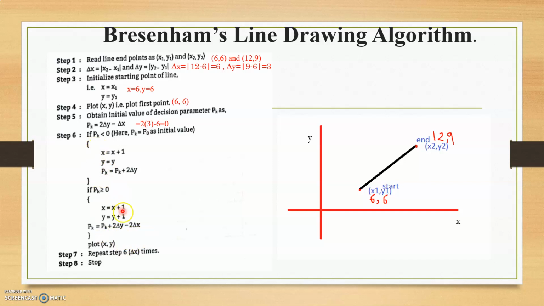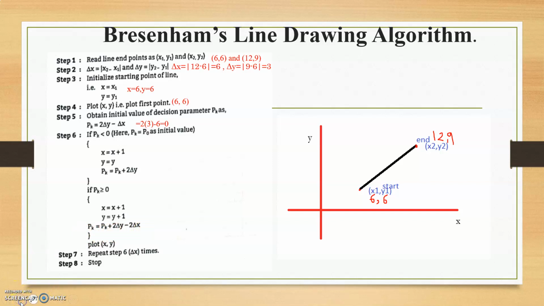And after we get the coordinate x, y, we have to plot it on this line. We have to repeat this step delta x times. Means for this example, our value of delta x is 6. So we have to repeat this process 6 times. Remember that for this example, we have to use this formula to calculate the value of pk.